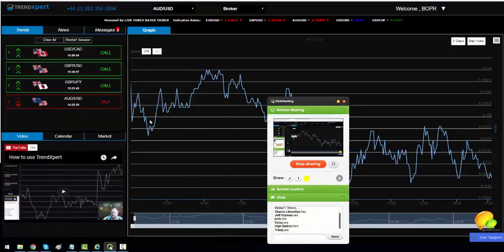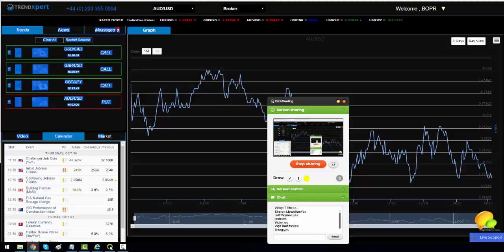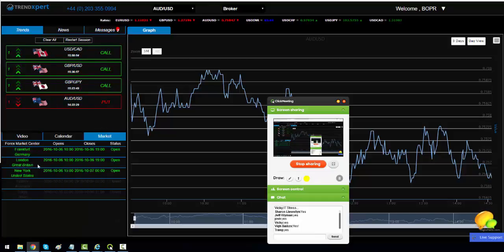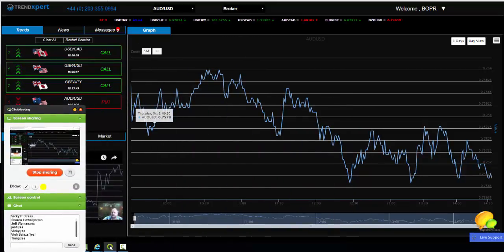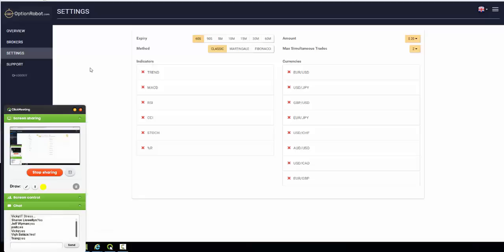If we look on Trend Expert, just move that to one side, look at the calendar. We can also have a look at the market. We have the GBP, USD, and the Euro currently open, as well as the Canadian, but it hasn't been embedded into the software Trend Expert. We're not going to be using Euro USD as it fluctuates too much, basically too volatile. So we're going to be doing USD CAD, Euro GBP, and GBP USD, just those 3 for the time being.